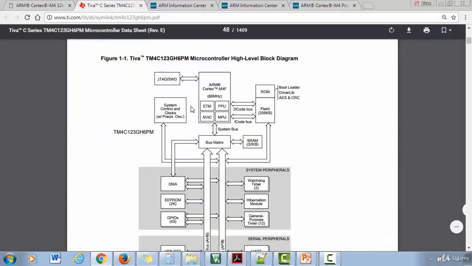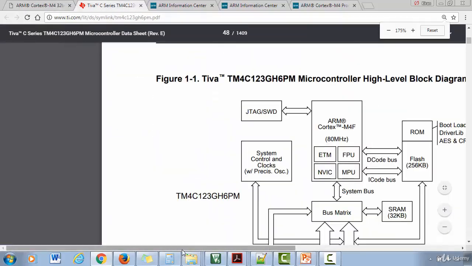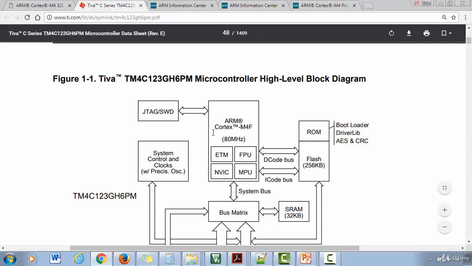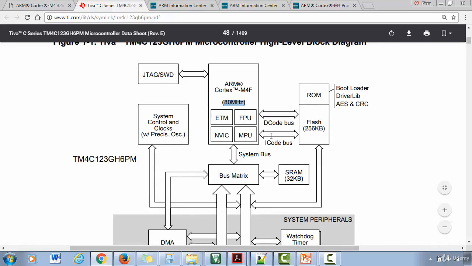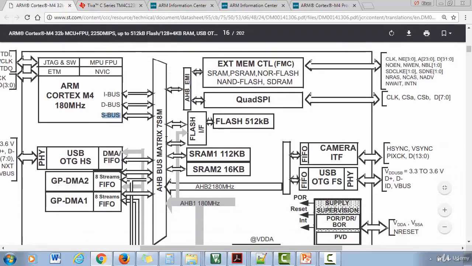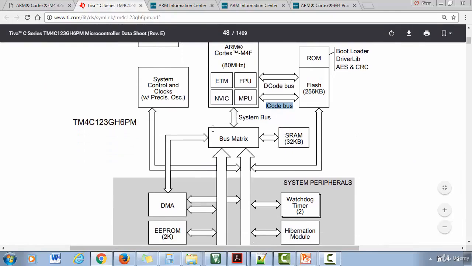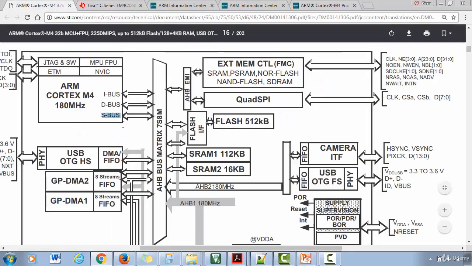So now let me take a look at TI's microcontroller, just to see whether these guys follow the same architecture or do it differently. In this processor, the Cortex-M4 runs at 80 megahertz maximum. And here you can see it also gives out two buses, the D-code bus and the I-code bus, which are connected to flash. That's exactly the same here also. And it also gives one system bus that's connected to a bus matrix.